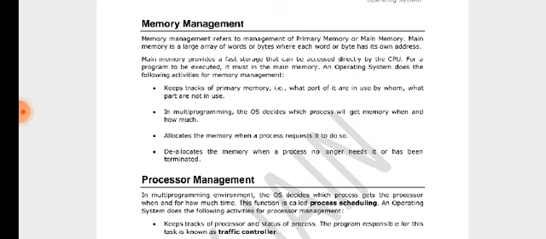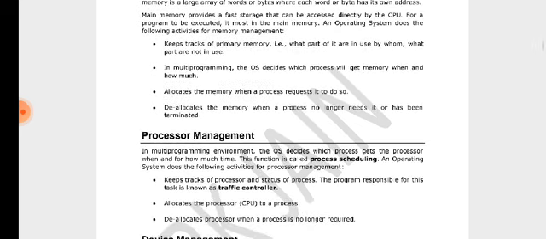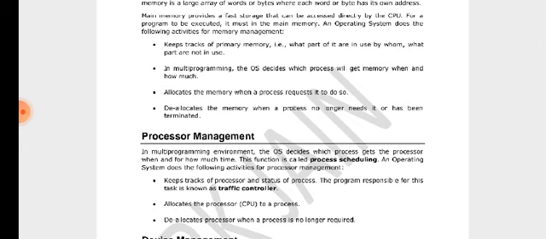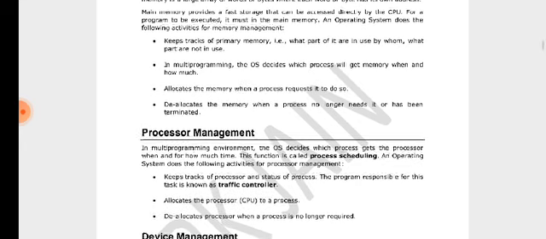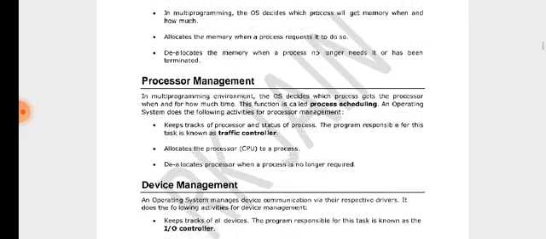An operating system does the following activities for memory management: it keeps track of primary memory, which part is used by whom and which part is not in use. In multi-programming, the OS decides which process gets memory, when, and how much. If you have multiple processes, the operating system decides how much memory each process gets. It allocates the memory for the process and deallocates the memory when it is not required or the process is terminated.